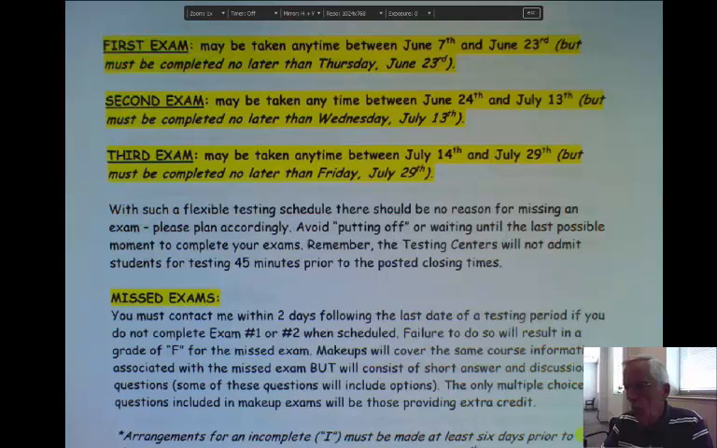Now, I've given some information in the syllabus about unique situations. I don't expect this to happen, but should you get in a bind and you have to miss an exam, you'll notice again what you've got to do in order to make up the missed exam.